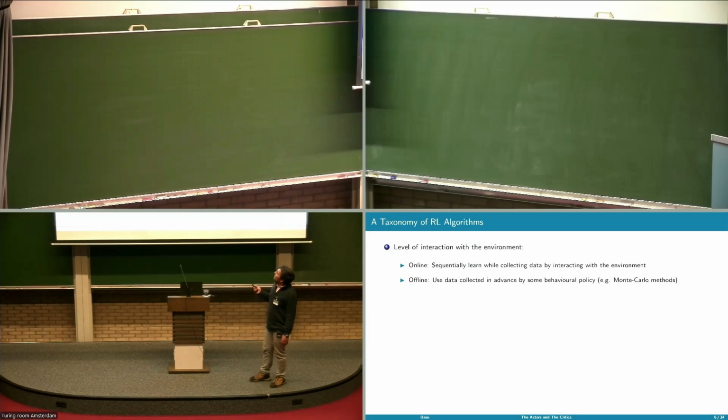Depending on the level of interaction with the environment, right? So how you interact with the environment to collect the data, collect the observation, you can divide it into two parts. One is online, one is offline. When it is online, you sequentially learn while collecting the data by interacting with the environment, like the real flavor of RL, right? You take a decision, you interact with the environment, you get some observation back, you update your policy with that. Again, you take a decision, and then you see some observation and you go on. So you collect data as you are learning also.